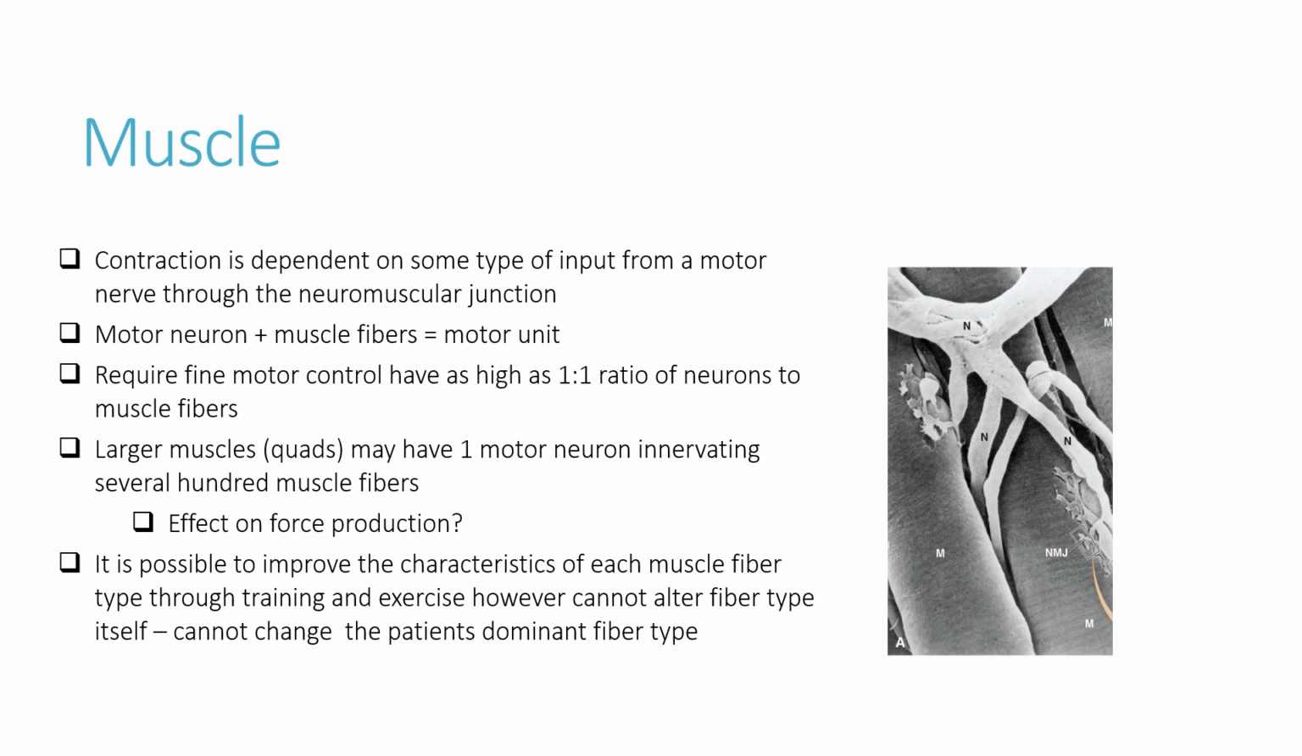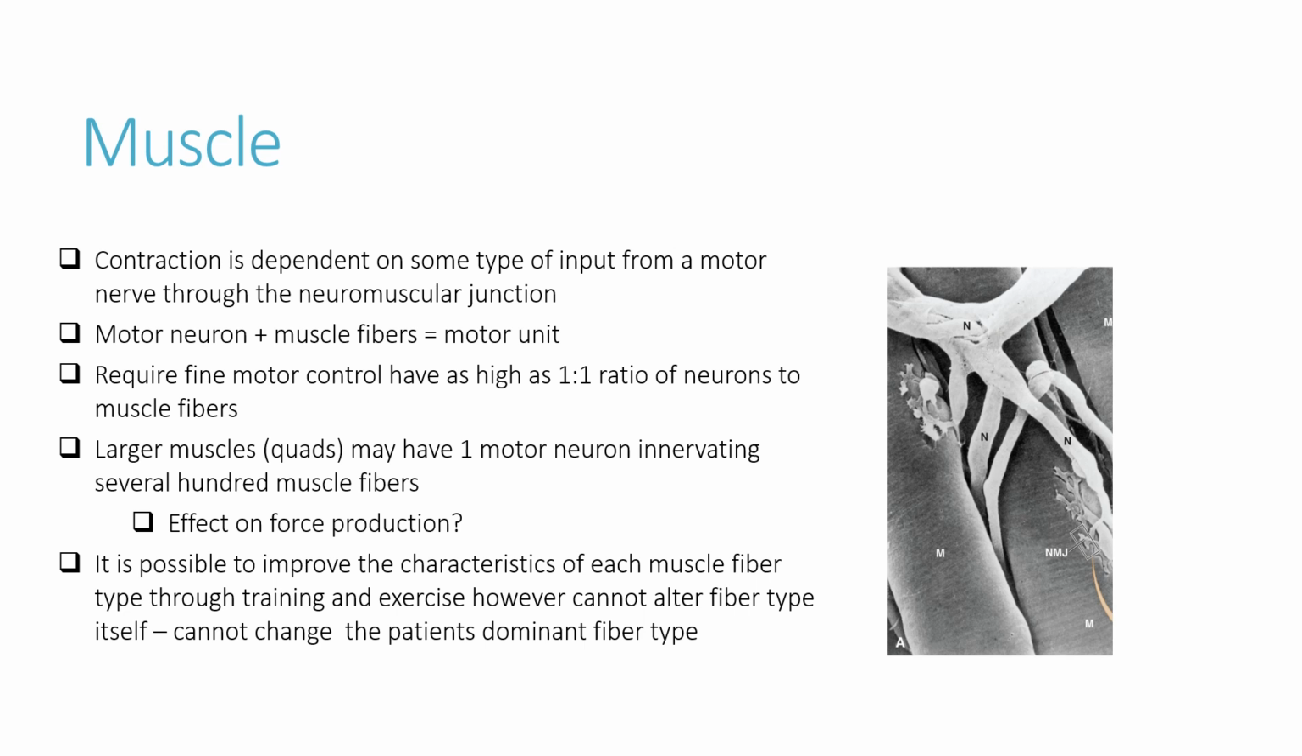The nervous system input. Muscles require input from the nervous system to initiate and control contraction. Motor nerves signal action potentials to muscle fibers via the neuromuscular junction. A motor neuron and its associated muscle fibers form a motor unit.